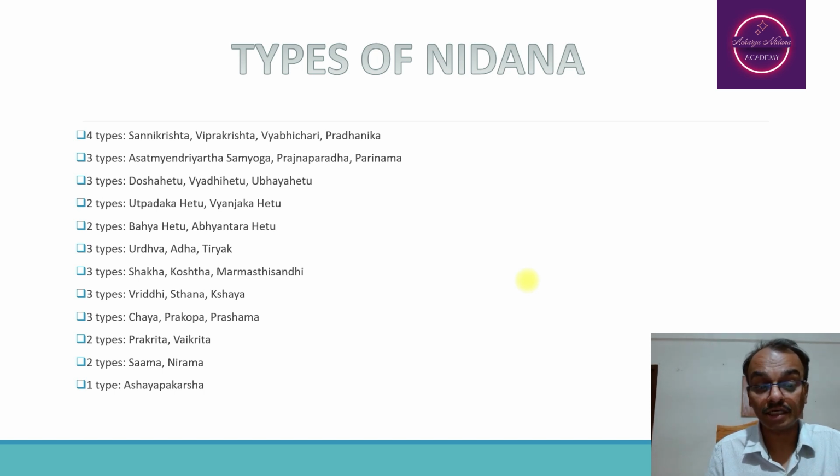Three types of the Nidana: Chaya, Prakopa and Prashama. Two types of the Nidana: Prakrita and Vaikrita. Two types of the Nidana: Sama and Nirama. And one type of the Nidana, that is Ashayapakarsha. When you look into the classification, they have their own significance.